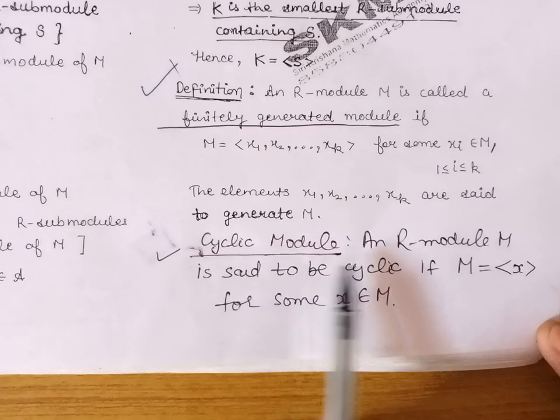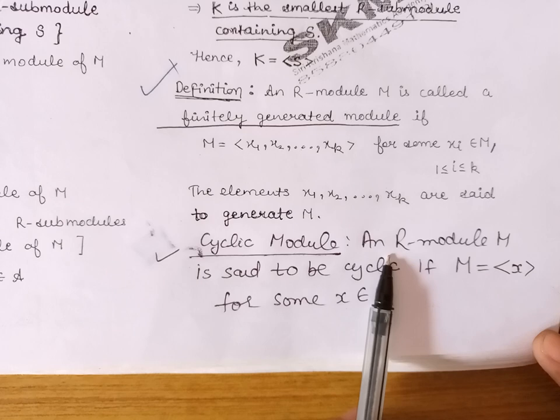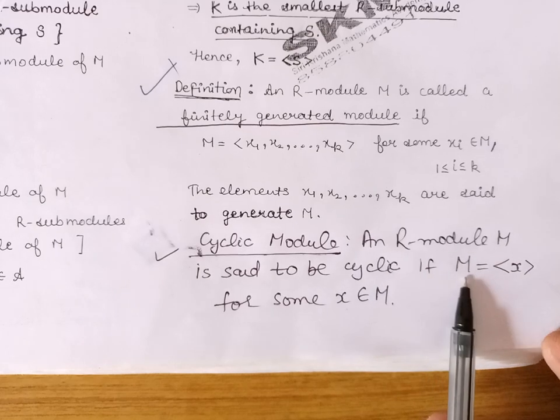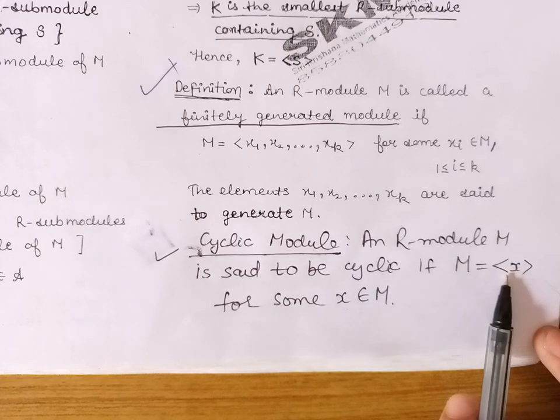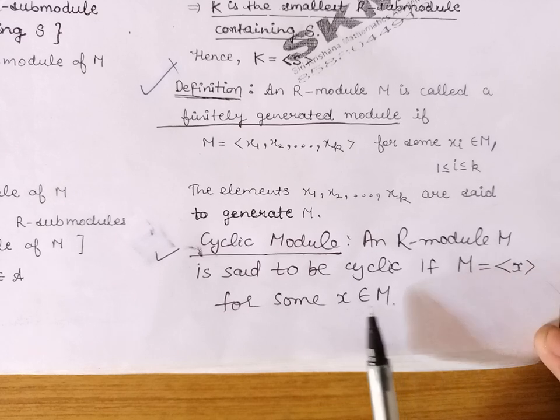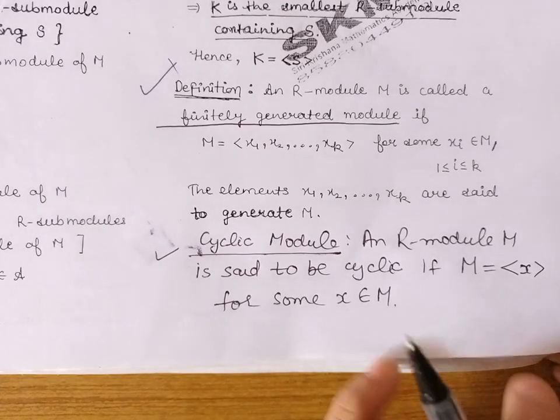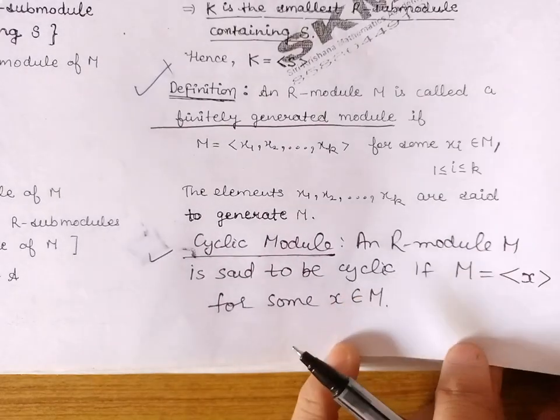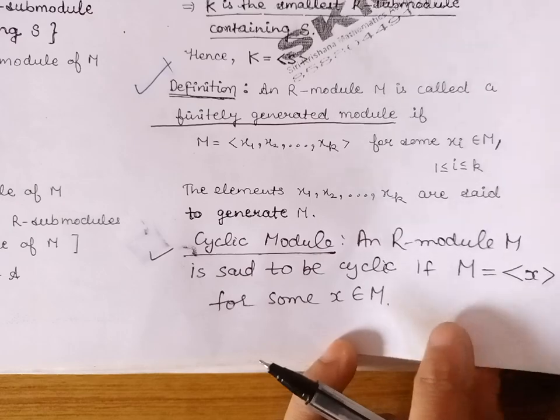And if a module is generated by a single element, then it becomes a cyclic module. So we can say that an R module M is cyclic if M is generated by a single element. We have taken that element x here. Here x is some element of M. So a cyclic module is the module which is generated by a single element.